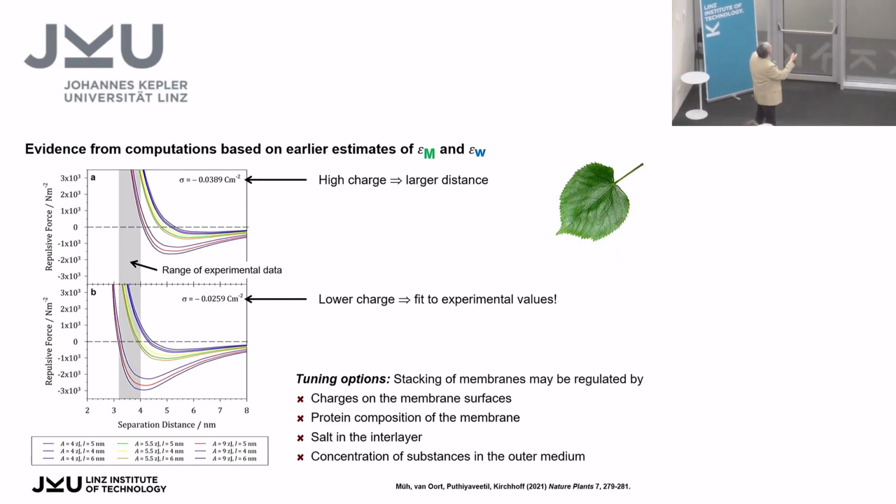So when we choose the right parameters in our computations, then we see that we are in a realistic range because this shaded area is experimental. So we are talking here about 3 to 4 nanometer spacing between the membranes. And so we got it. So this means that in principle, the theory works well.